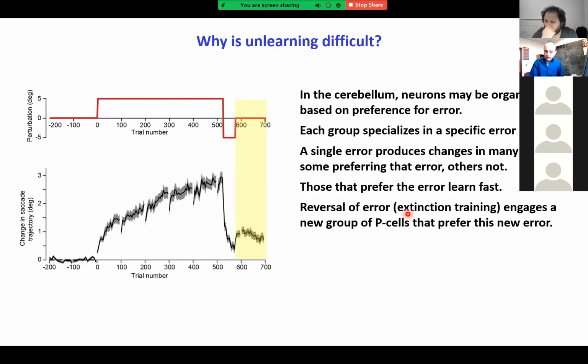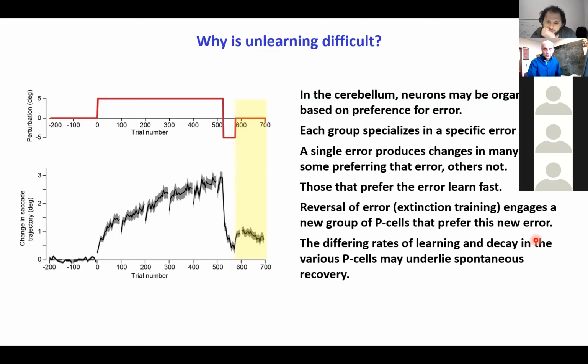Look what happens when you reverse the error. You had errors that were upward. That was the CS on for some Purkinje cells. Now you reverse it. You make this error here. What you're doing is causing the addition of basically this new group of Purkinje cells that prefers this error. So when you reverse the error, you are producing fast learning in a new group of Purkinje cells rather than strictly causing unlearning in the ones that were originally learned. So the differing rates of learning and decay in the various Purkinje cells may underlie this speculation associated with spontaneous recovery, something that needs to be worked out.